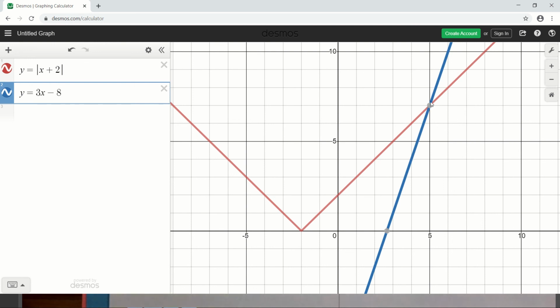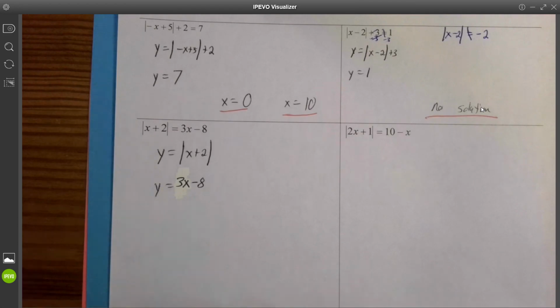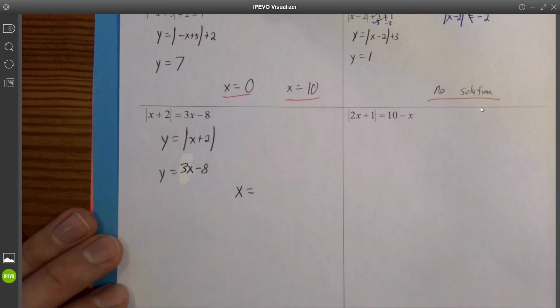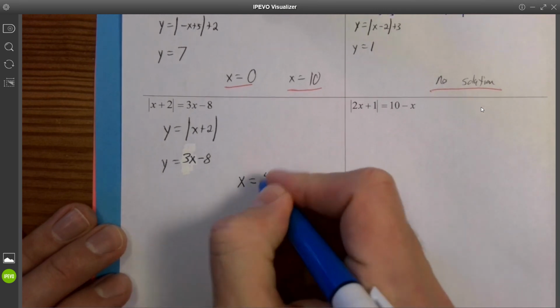And I want to see where they cross, and they cross here at 5, 7. Okay, now I'm not going to put the coordinate 5, 7. I'm going to put 5. Now, I'm not going to put just 5. I need to know x equals. So don't just put 5 on your paper and go home. X equals 5.